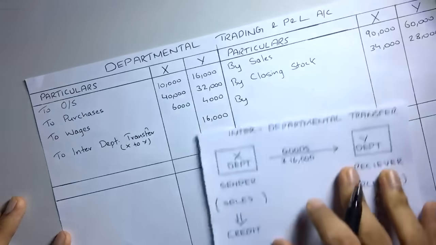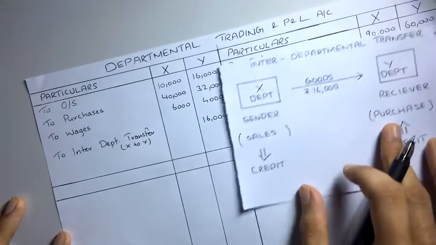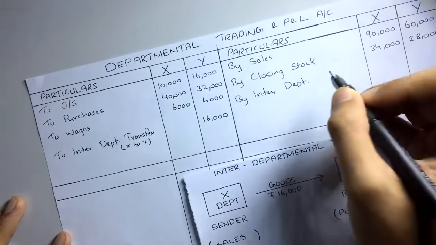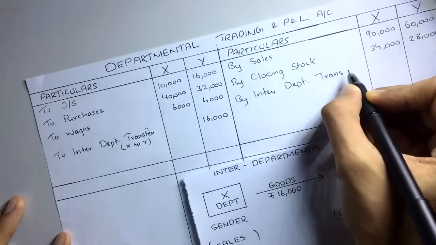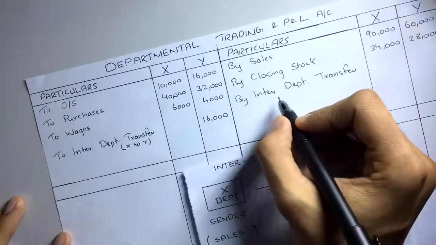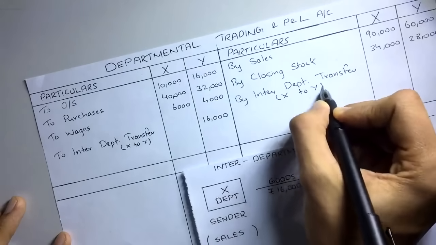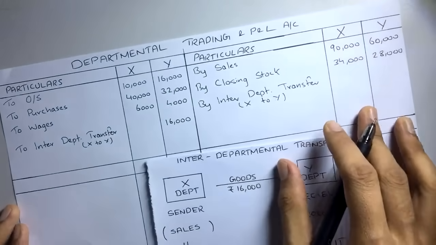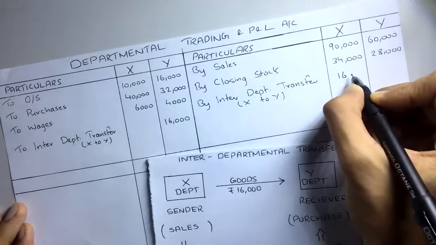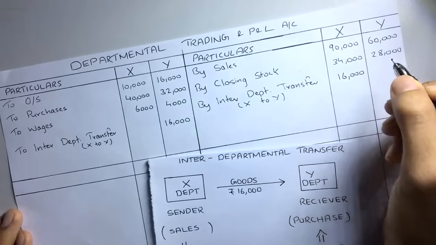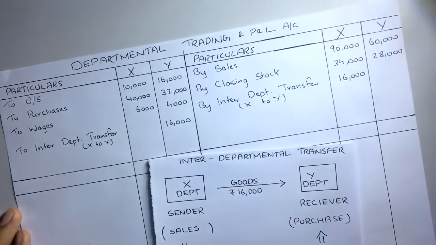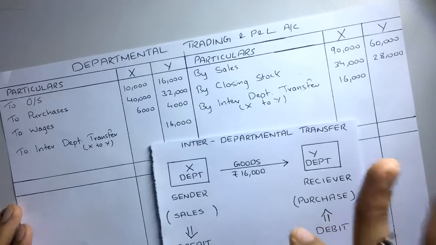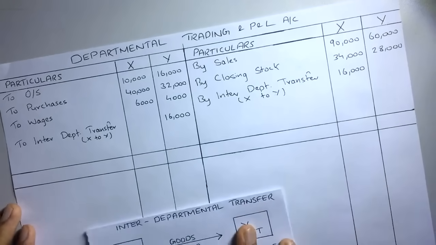Here, for X it's like sales, so it will be credited over here by interdepartmental transfer. Now I'm writing short forms here, but you have to write the whole thing: by interdepartmental transfer, X to Y. For the X department it is like sales, so sales will always be credited, by 16,000. Simple, right? Here debit, here credit. So this is how you do interdepartmental transfer. Simple. Now everything is over, right?